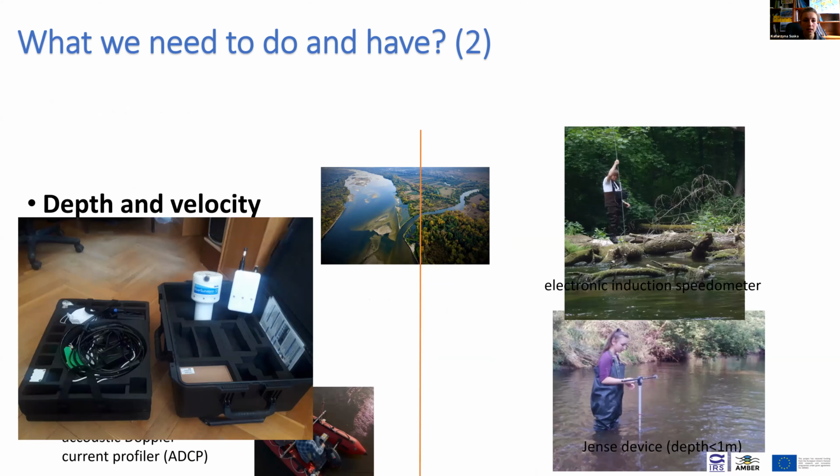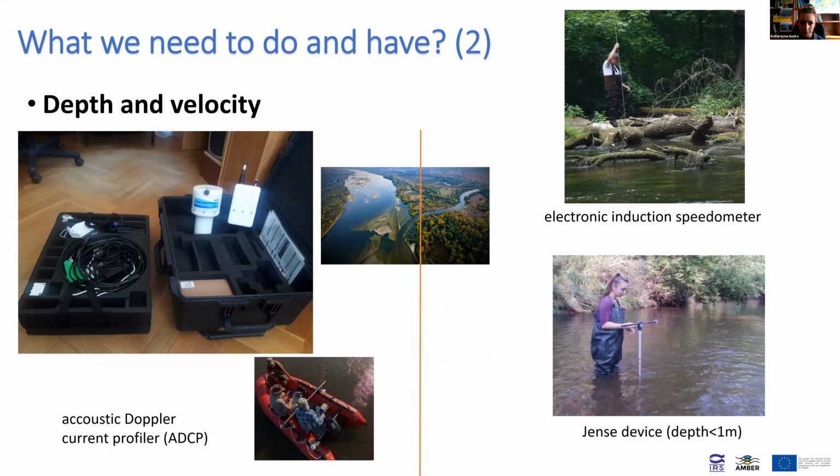The next is depth and velocity. On large rivers, to gather this data, we use an ADCP, Acoustic Doppler Current Profiler, which is mounted on a boat. On small rivers or on shallow places on large rivers, we use an electromagnetic induction speedometer, but this device we can use only in areas which are not deeper than 1 meter.